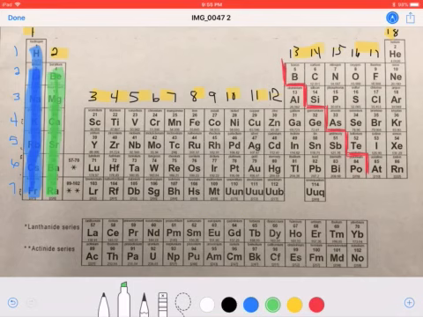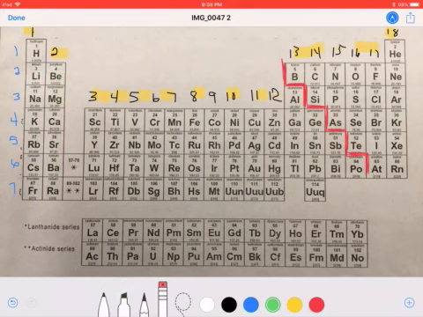Both of these different groups, the alkali metals and the alkaline earth metals, are extremely reactive metals, so they're not going to be found in nature as a solid metal. They'll be found in nature connected to other elements in compounds.